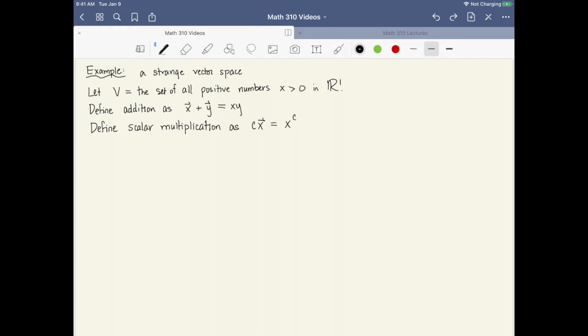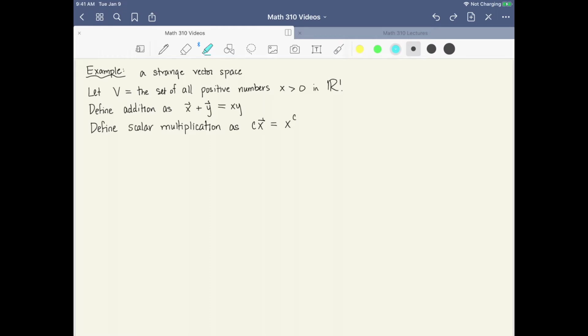In this short video, we're going to be discussing one quick example of a strange vector space. For our set V, we're going to take the set of all positive numbers in the real line, so excluding 0 and the negative numbers. Now pay attention, we're going to define addition and scalar multiplication in a very non-standard way.